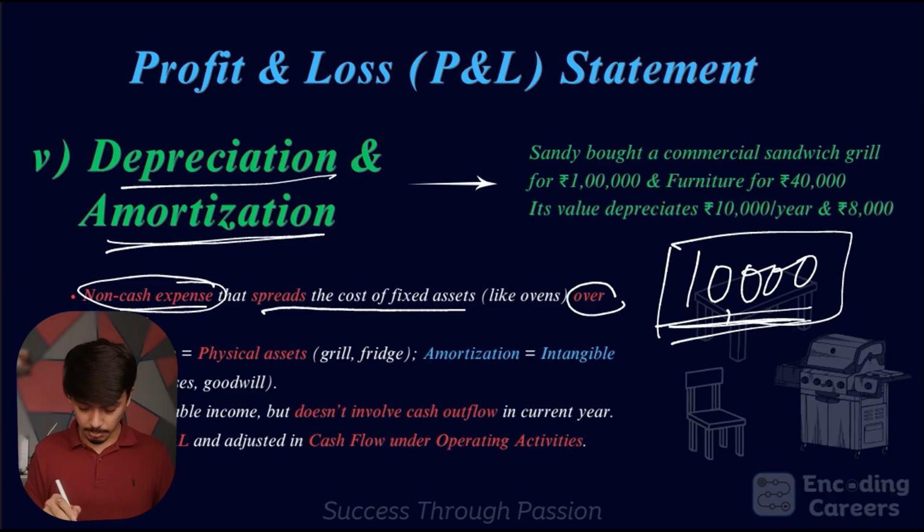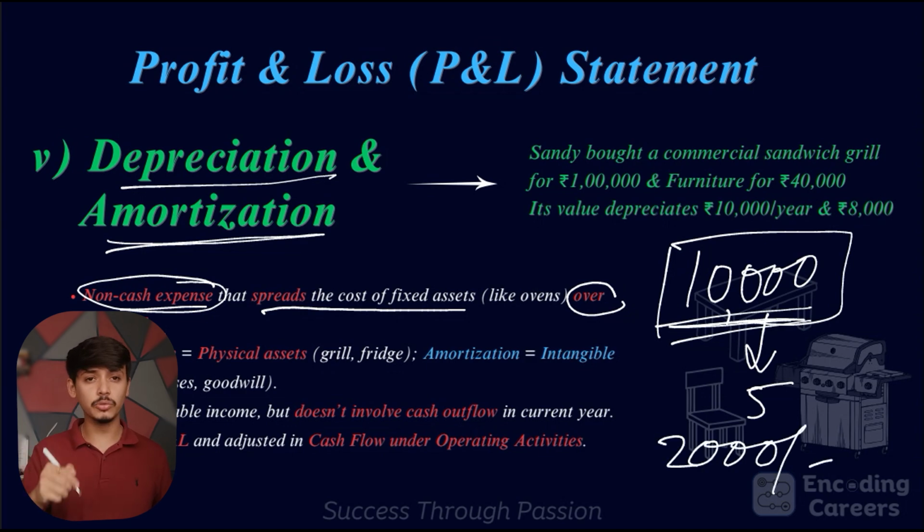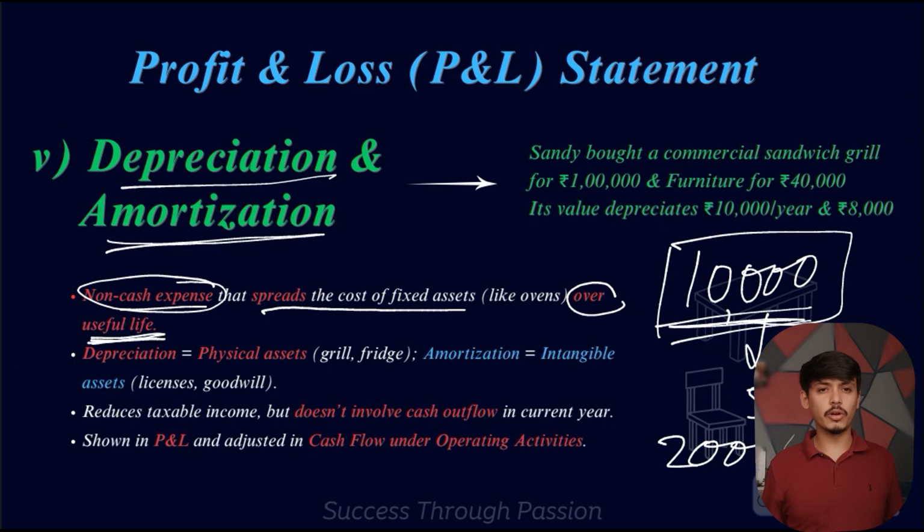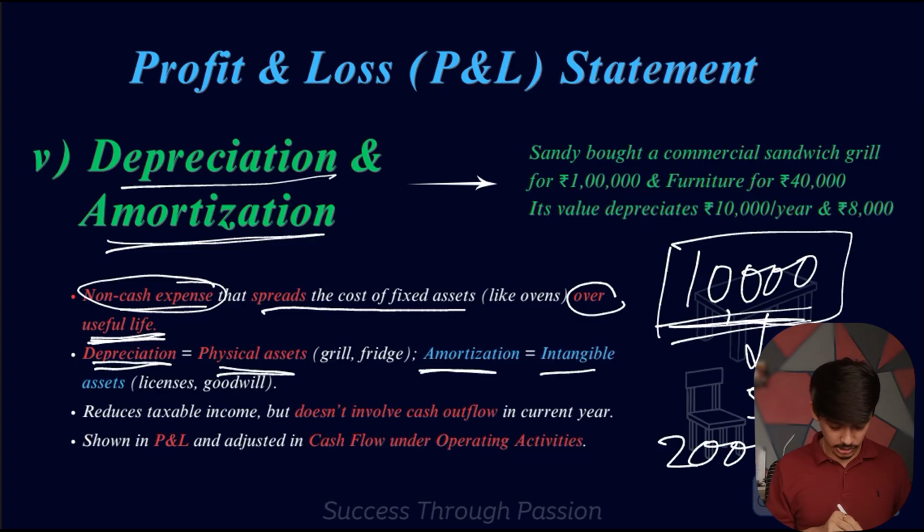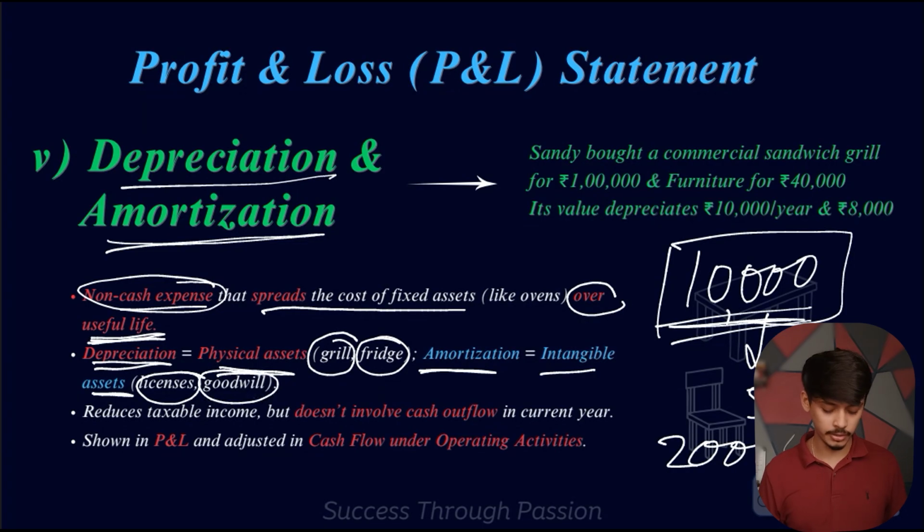Coming back to the example, if the oven was to be used for the next 5 years, you will divide this 10,000 by 5 and every year reduce 2,000 from that particular asset and use it as the amount of depreciation. That is what the first line means, that you spread the cost of a fixed asset over its useful life. The next point is that depreciation applies to physical assets and amortization applies to intangible assets. Physical assets could be the grill and fridge for the company that we have taken, and on the intangible part, it could be licenses and goodwill that the business has earned. We will understand these types of assets when we take the balance sheet module.